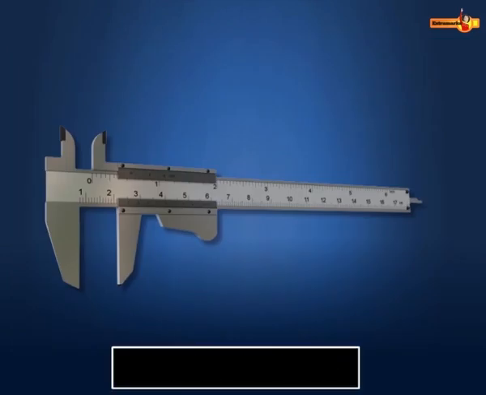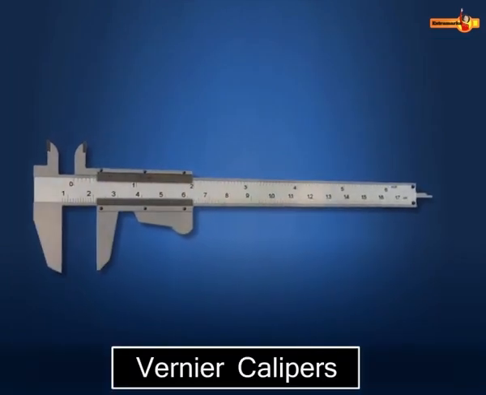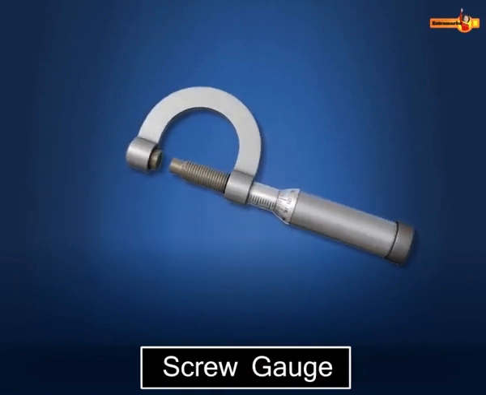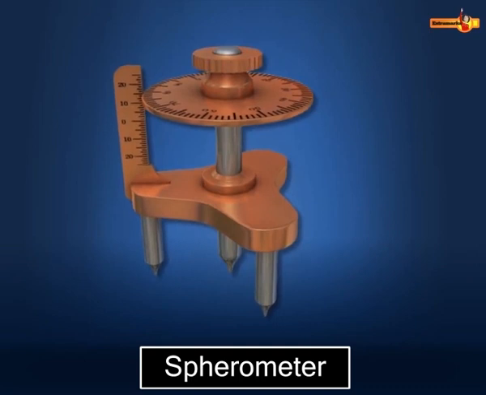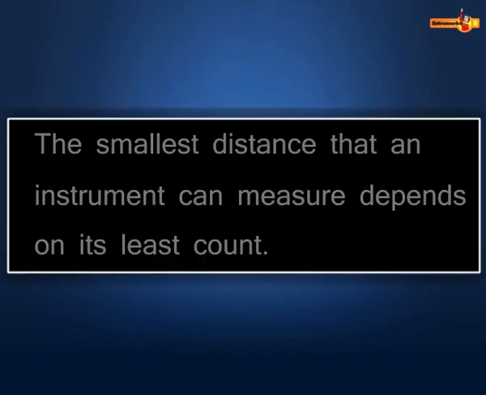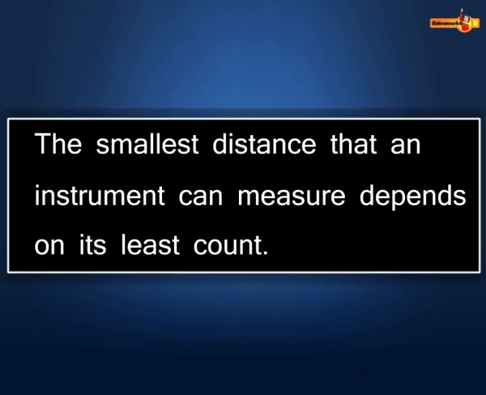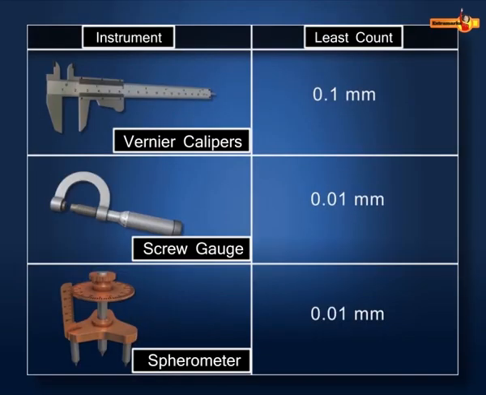We use instruments such as vernier calipers, screw gauge, or spherometer to measure small distances. The smallest distance that an instrument can measure depends on its least count. Therefore, a vernier calipers can measure a distance as small as 0.1 mm, whereas a screw gauge and a spherometer can measure a distance as low as 0.01 mm.